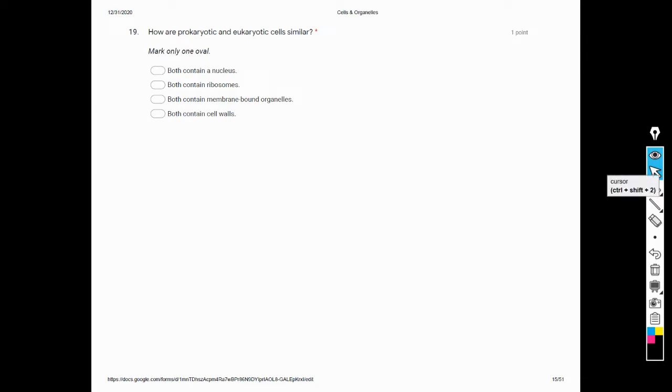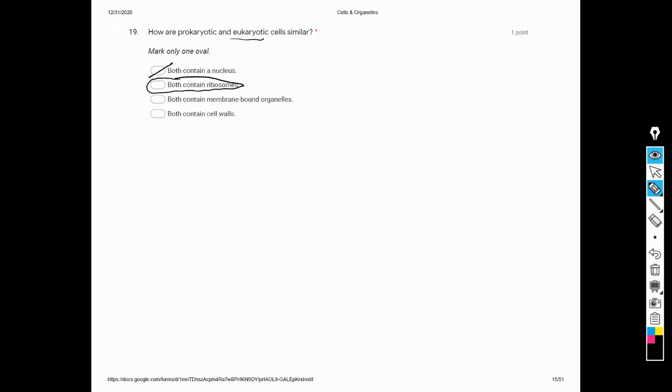Number 19. This question is wanting you to compare how prokaryotic and eukaryotic cells are similar. So we'll go through these and eliminate some of these answer choices. Both contain a nucleus. That is incorrect. I'm going to go ahead and strike that one. Eukaryotic cells have a nucleus. Prokaryotic cells do not. And that is actually the main difference between those two types of cells. There are other differences, but that's the main distinguishing factor, that eukaryotic cells have a nucleus and prokaryotic cells do not. Both contain ribosomes.